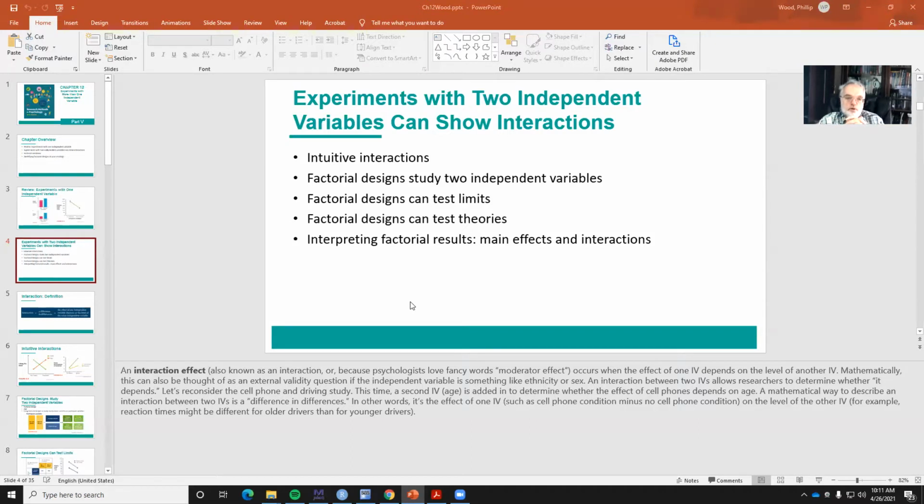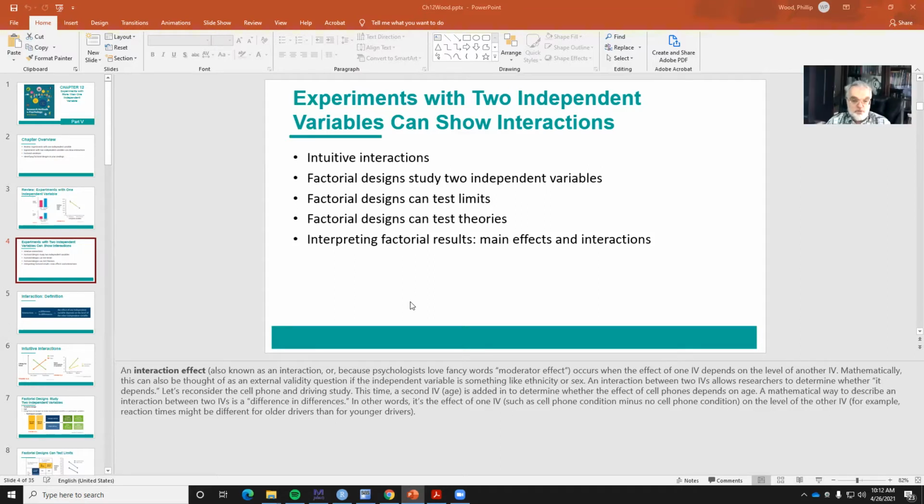You can look at them as moderator effects. Factorial designs can test the limits of the external validity of your study, and they can also help us with a better understanding of the construct validity. So in the case where both of your independent variables are not an individual difference, like male versus female or young versus old, you might look at individuals who are higher or lower on some psychological construct and test whether the relationship of that construct to another construct varies.